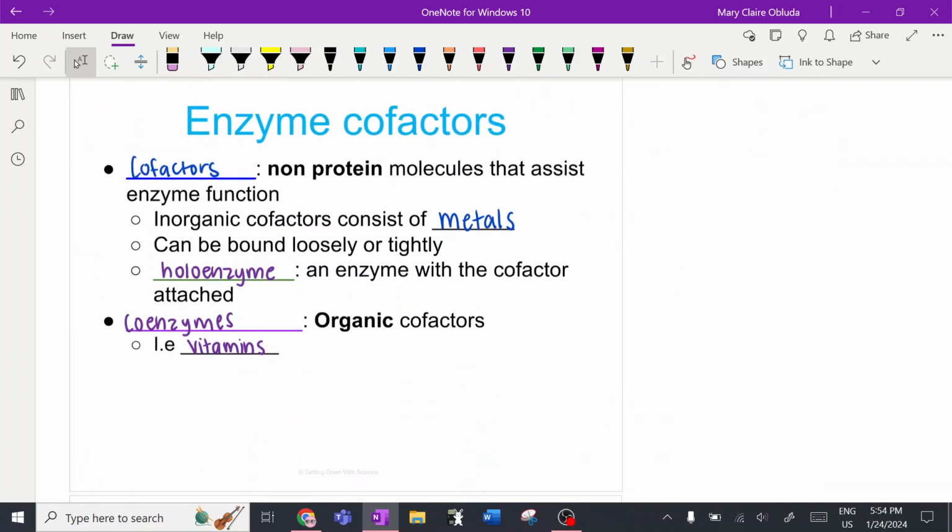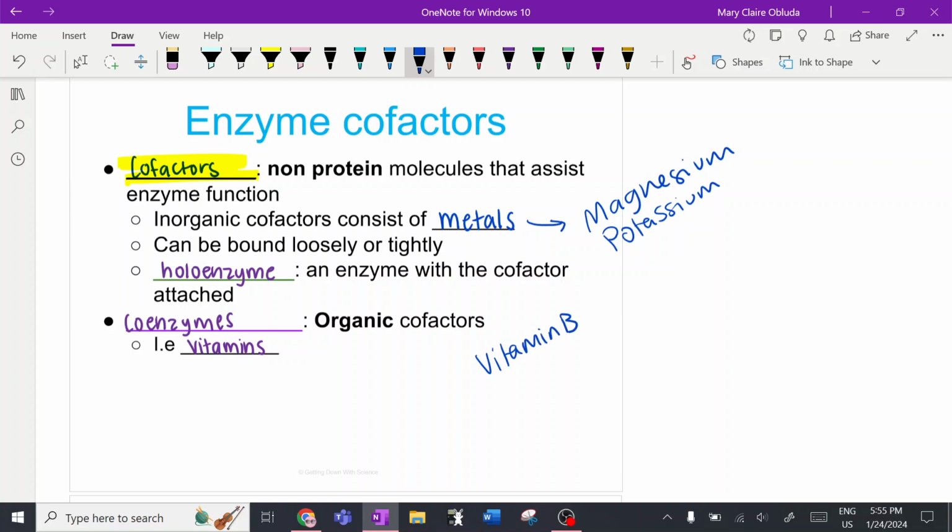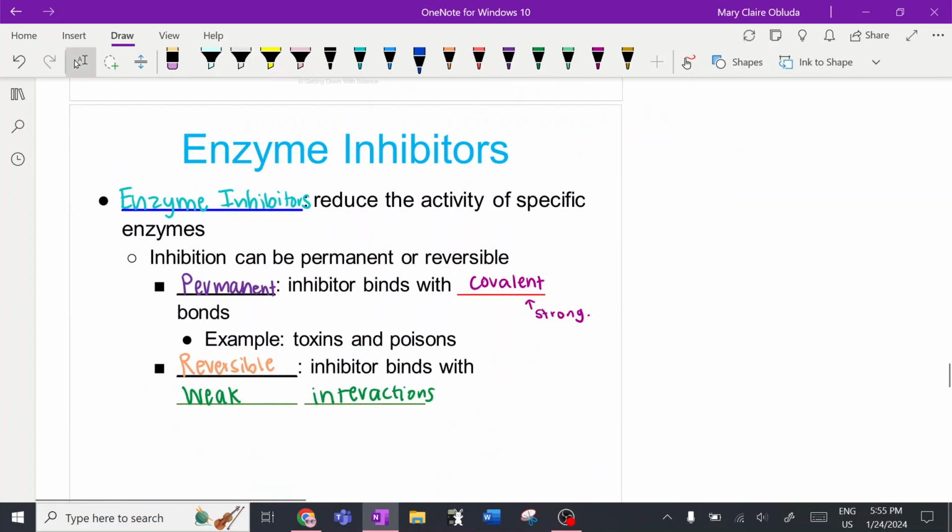Okay, so cofactors. This is another vocab word that would be important to know. Cofactors are non-protein molecules that assist with enzyme function. We can think of metals, like magnesium, and potassium, which can assist with enzyme function. Coenzymes are organic cofactors, and they can be vitamins, like vitamin B. Those can just help with enzyme function.